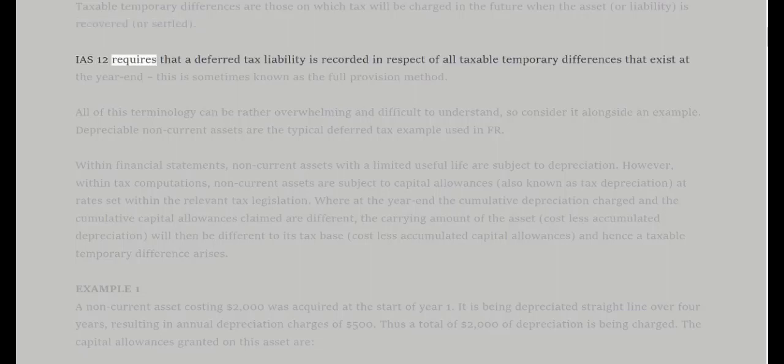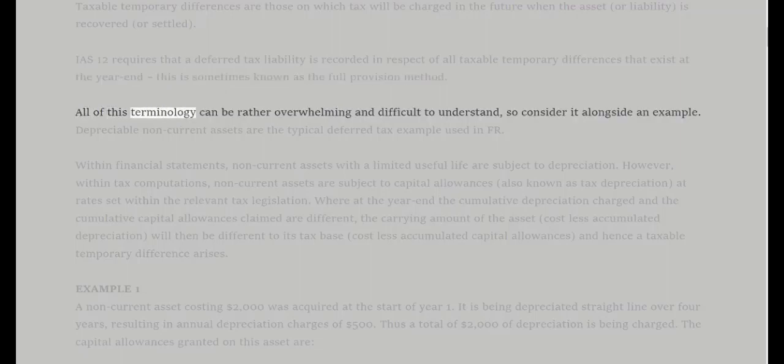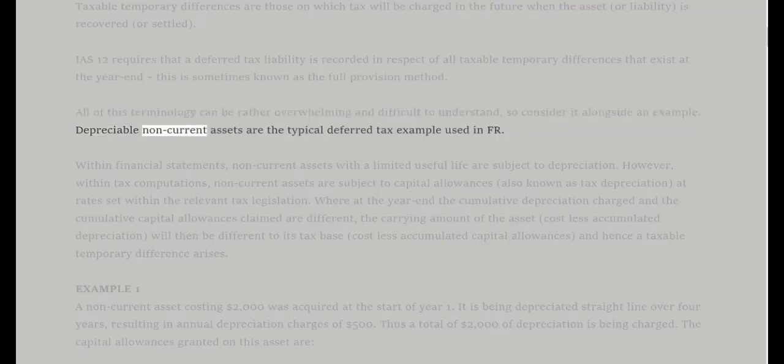IAS 12 requires that a deferred tax liability is recorded in respect of all taxable temporary differences that exist at the year-end. This is sometimes known as the full provision method. All of this terminology can be rather overwhelming and difficult to understand, so consider it alongside an example. Depreciable non-current assets are the typical deferred tax example used in FR.